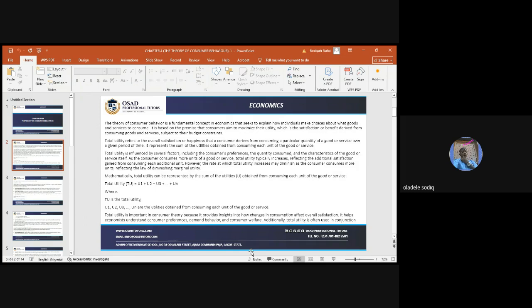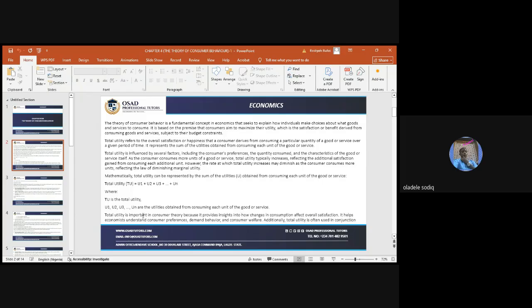So total utility is equal to utility 1, that is U1, plus utility 2, plus U3, plus U4, and continuously like that. That is how to calculate total utility. So the more you take, the less your utility. Where TU is total utility, and U1, U2, U3 that we mentioned there are the utility obtained from consuming each unit of the goods or services.